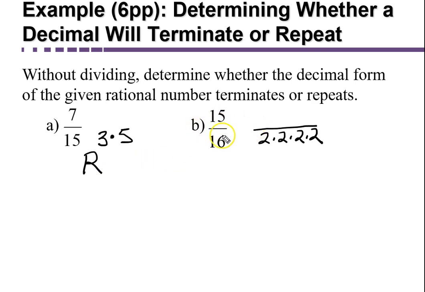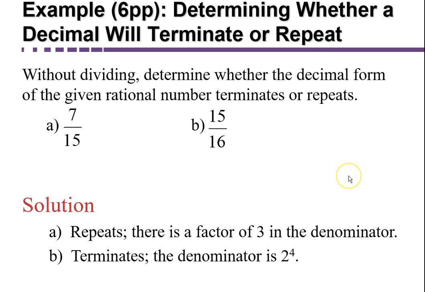Now, this one, letter B, has 2, 2, 2, 2. Only has 2's. Doesn't have any 5. Well, it doesn't have to have a 5. If it only has 2's, this one will terminate. Okay. It's sort of an easy one here. And there's the solution.